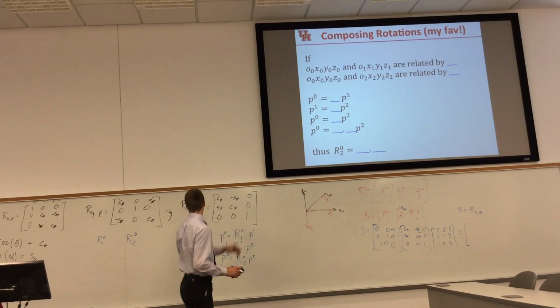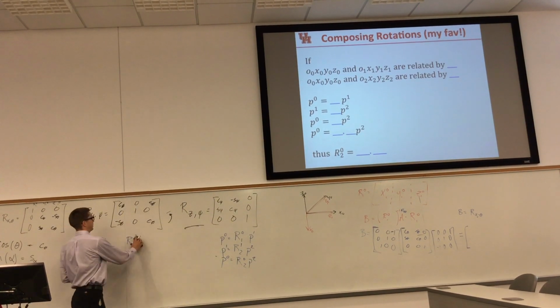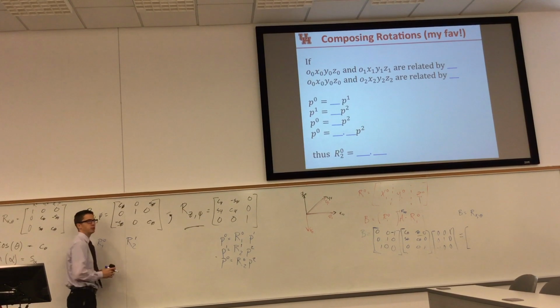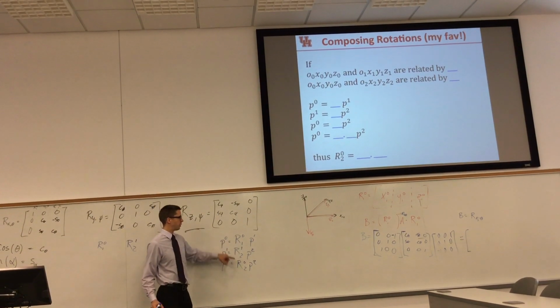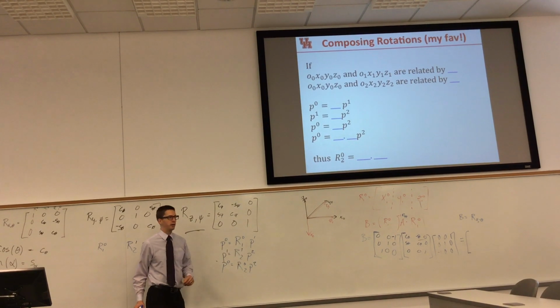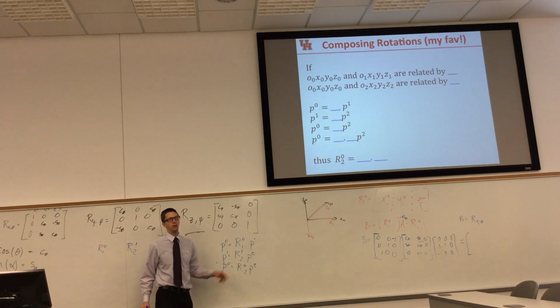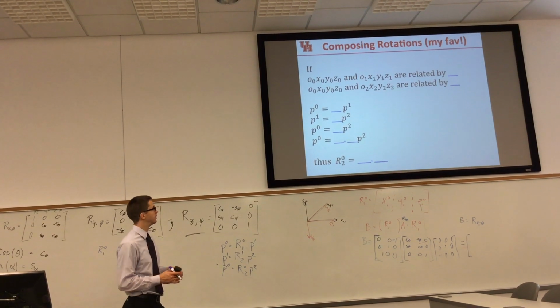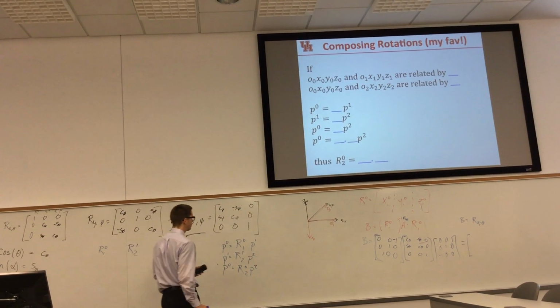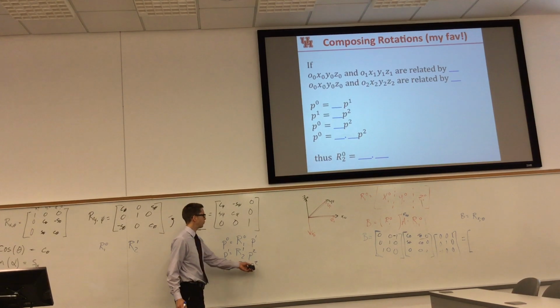So let's say that I was actually just given my step transformations between these two. So I know what R10 and R21 are. What I don't know is what R20 is. What is this total transformation from frame 0 to 2?